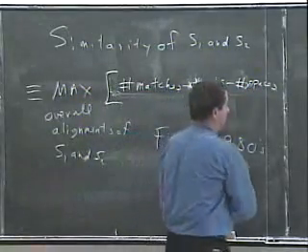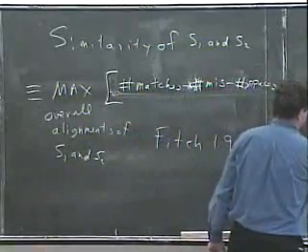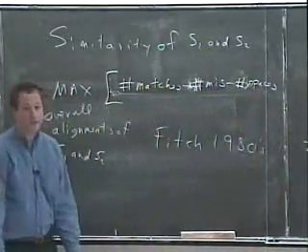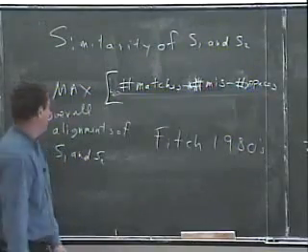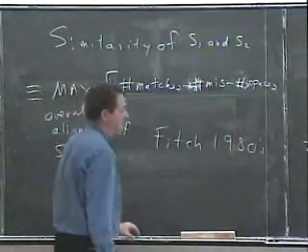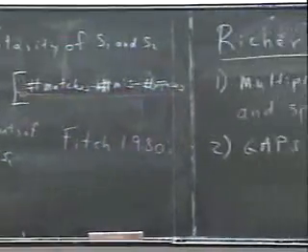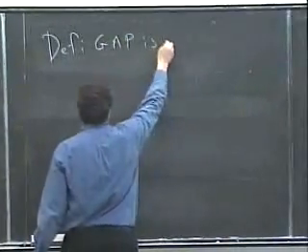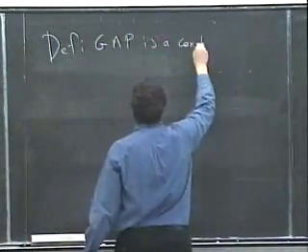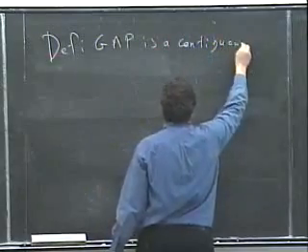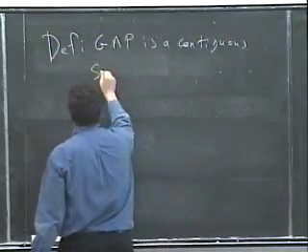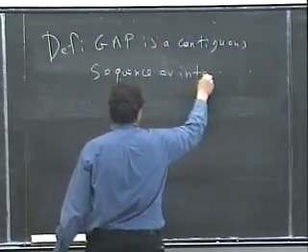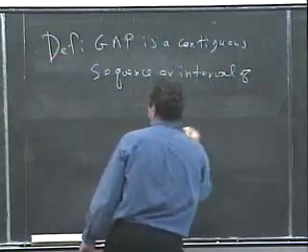So that's the second way that this model is enriched, particularly for protein. Okay, so what is a gap? Here's a definition. A gap is a contiguous sequence or interval of spaces.